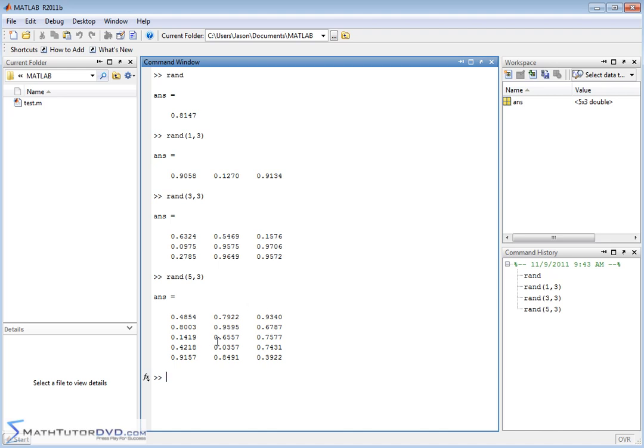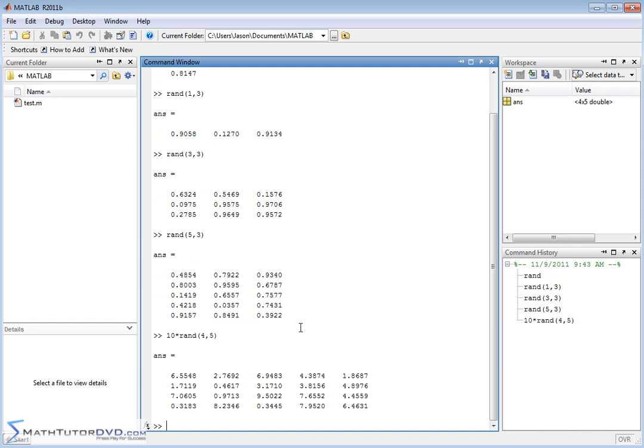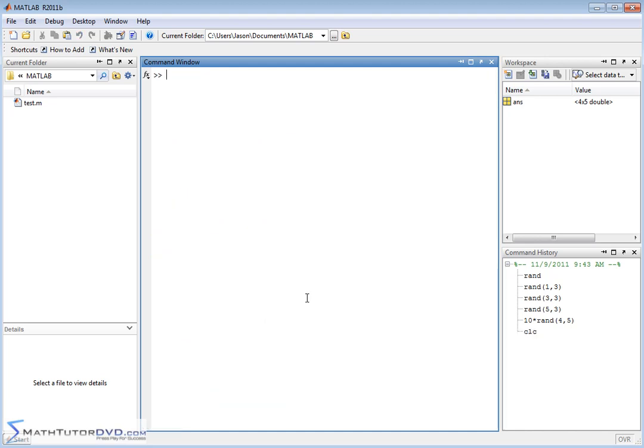Now everything in here will be between 0 and 1, so if you needed random numbers between 0 and 10, you would just do 10 times rand of 4, 5. Then you'll have random numbers between 0 and 10 because you're just scaling the random number generator, multiplied by 10 and so on. So that's useful for you to know. It's not something you use all the time, but occasionally you'll need to initialize a calculation with random data, depending on what you're trying to do.